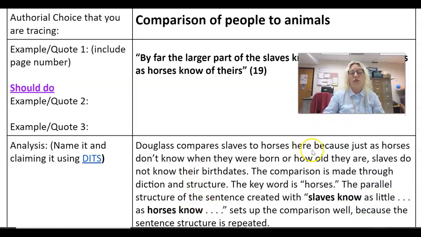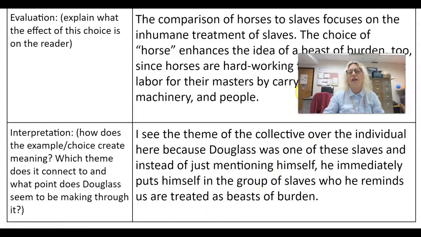Douglas compares slaves to horses here because just as horses don't know when they were born or how old they are, slaves do not know their birth dates. The comparison is made through diction and structure. So diction is what I'm focusing on. The key word is horses. The parallel structure of the sentence created with "slaves know as little as horses know" sets up the comparison well because the sentence structure is repeated. So I go on to talk about sentence structure. I'm really talking about 2 separate elements of language, diction and structure, here, but you only have to do 1.